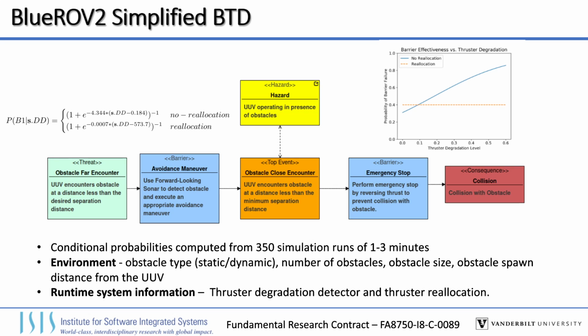The bow tie diagram I constructed here shows the hazard for the UV operating in the presence of obstacles. Because of that, if we encounter an obstacle, we will try to perform an avoidance maneuver. We use a forward-looking sonar to detect the obstacle and then execute an appropriate avoidance maneuver. If that fails, we may have a top event occur. This is where we get a little too close to the obstacle, and so this is where we break our minimum separation distance requirement. This was set at 5 meters in our case.